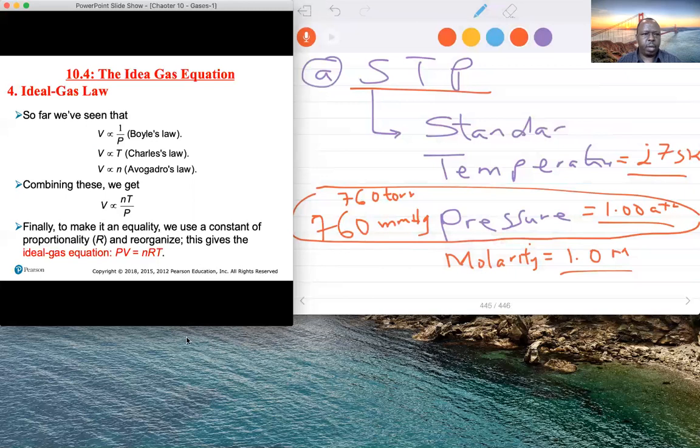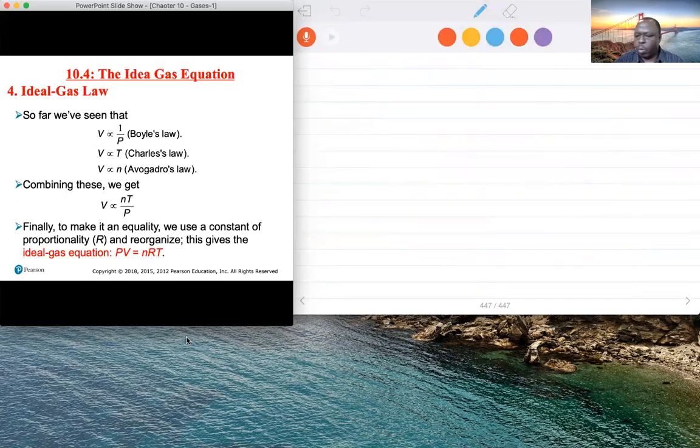Let's see, ideal gas equation. The ideal gas equation involves all four variables: pressure, volume, number of moles, and temperature. P for pressure, V for volume, n for number of moles, and temperature in Kelvin. So this is called the ideal gas equation, PV equals nRT. It's just combining the first three equations. This is Boyle's law, Charles's law and Avogadro's law. We derive the ideal gas law from the three gas laws we have looked at.